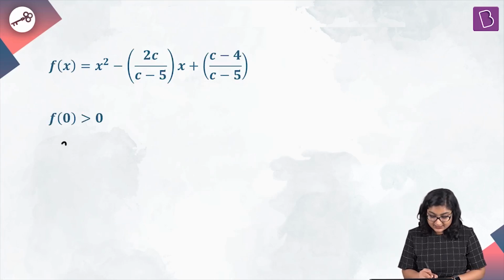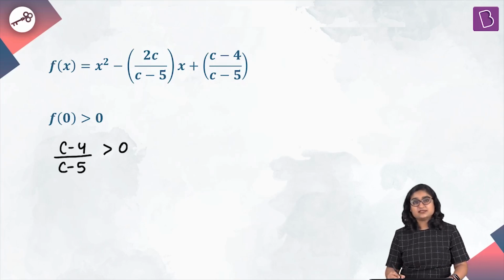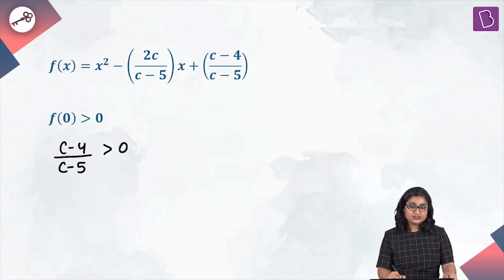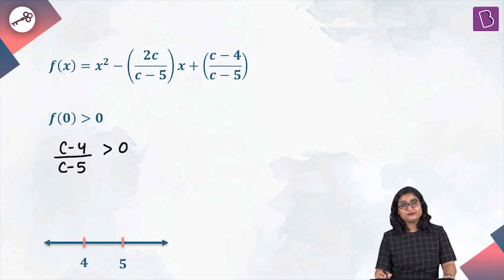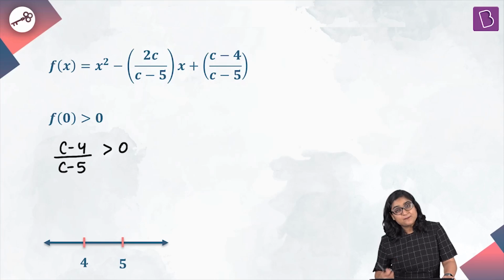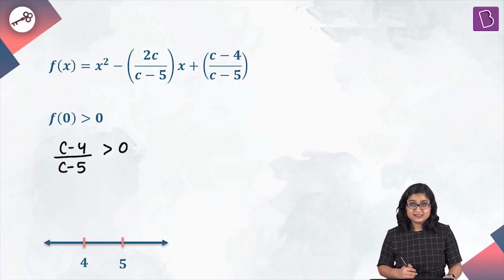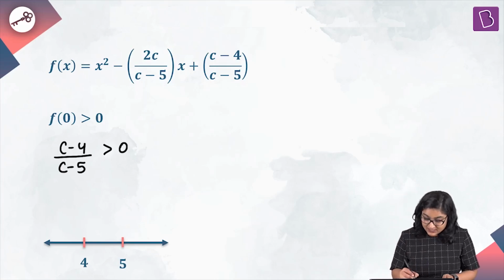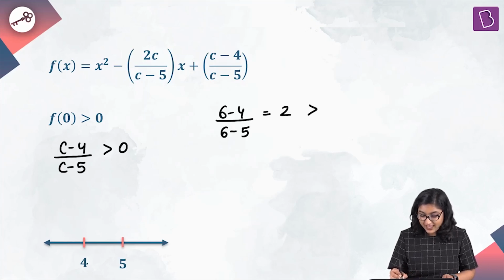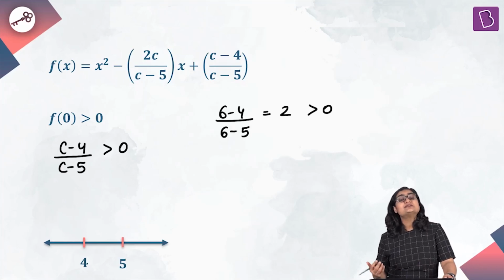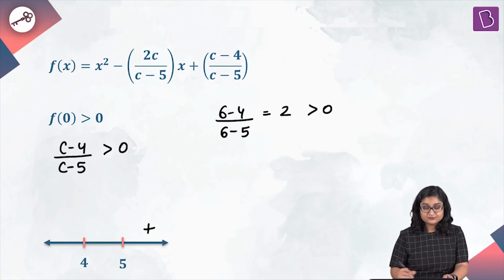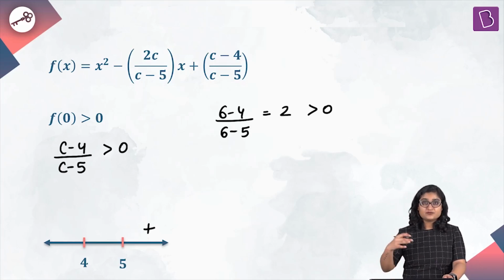What I will get from here is (c−4)/(c−5) greater than 0. As you can see, we have 2 critical points. That's correct, 4 and 5. Now we are going to take a number which is greater than 5, say for example 6. Put it in the expression (c−4)/(c−5). What we'll get is (6−4)/(6−5), which is equal to 2 and greater than 0. That means we'll start our wavy curve with the positive.